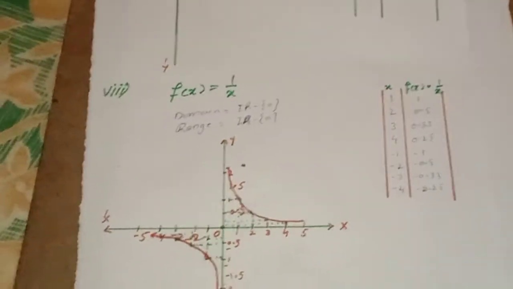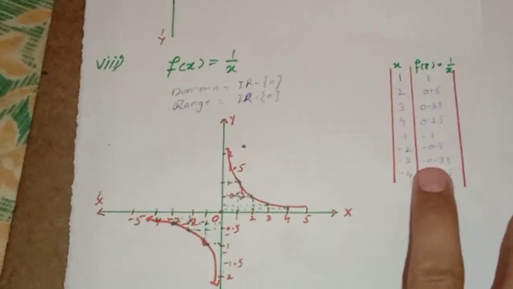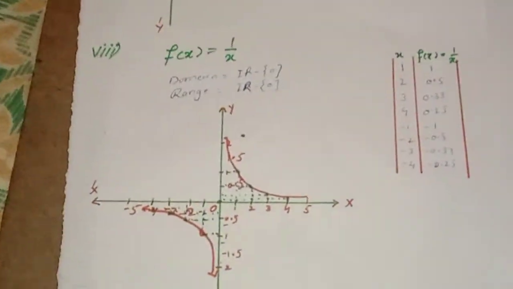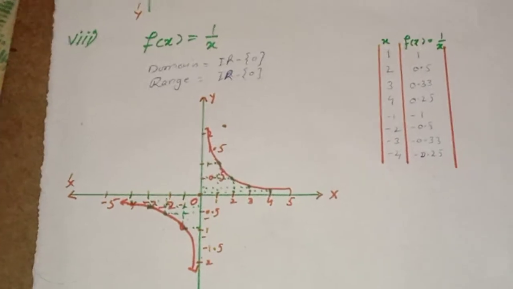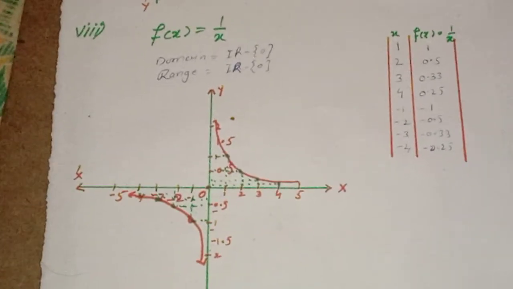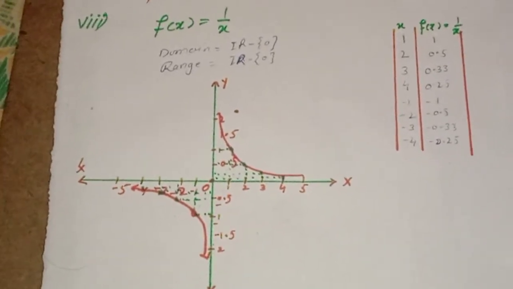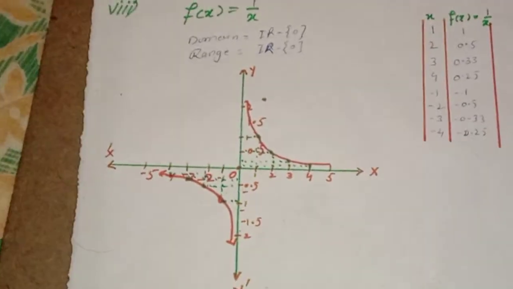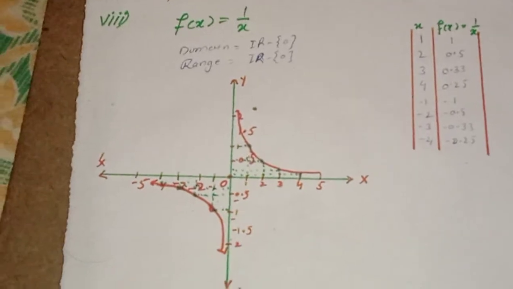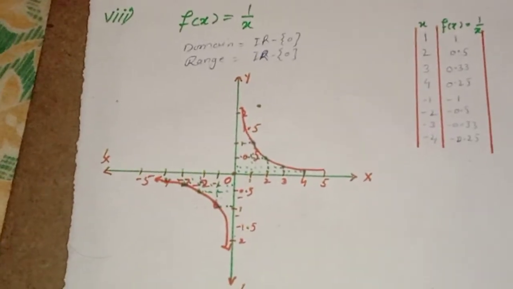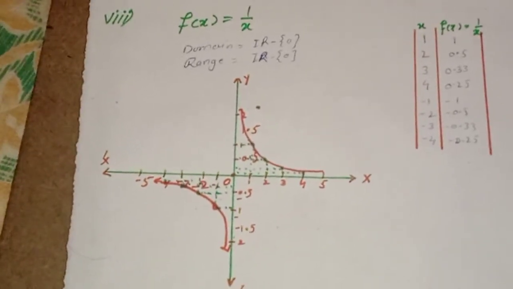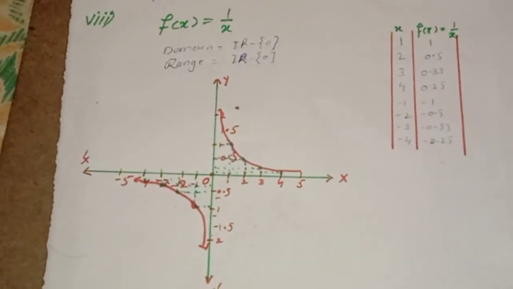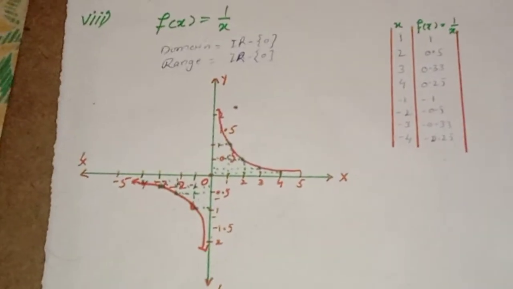When we put 1, it will give us 1. When we put 2, it will give us 0.5. When we put 3, it will give us 0.33. When we put 4, it will give us 0.25, and so on. It will give us very small values, but not 0, because 0 is not included in the range of this function.